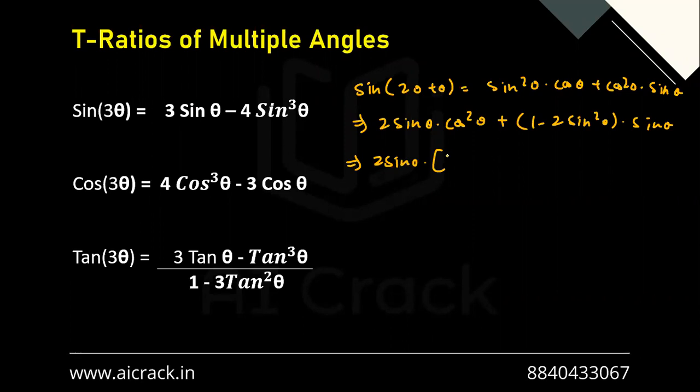Now I'll write cos square theta as 1 minus sine square theta, plus this becomes sine theta minus 2 sine cube theta. Now this 2 sine theta and sine theta gives us 3 sine theta, and 2 sine cube theta and 2 sine cube theta gives us minus 4 sine cube theta. So this is how you can also prove cos 3 theta and tan 3 theta.